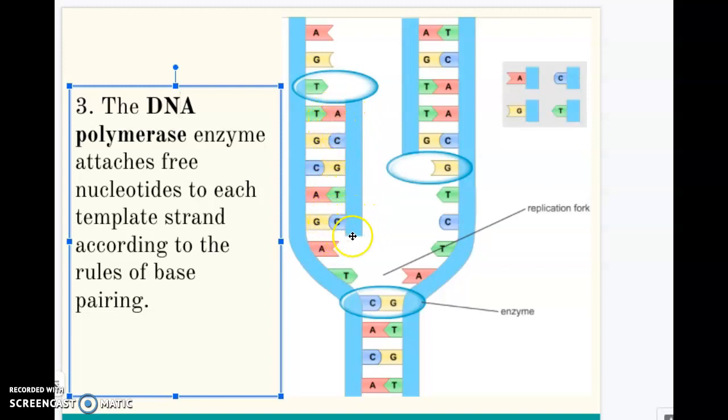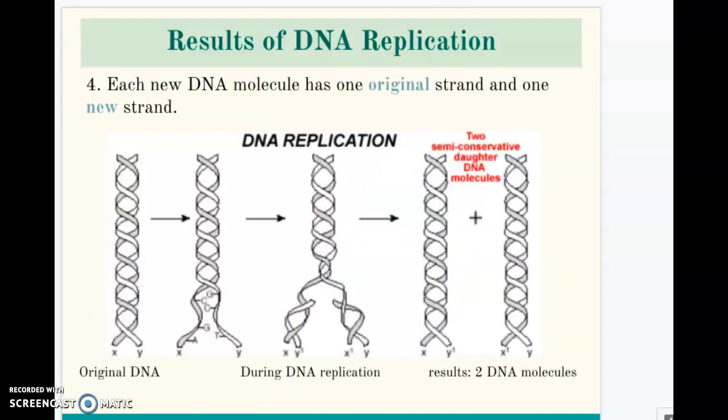It's attaching these free nucleotides that are floating around the nucleus. Where there's a G, it makes a C. Where there's an A, it attaches a T. Where there's a C, it attaches a G. It's going to attach all of these until we have a full DNA molecule on this side and another one on this side. We'll end up with 2. The results of DNA replication are that each new DNA molecule has one original strand and one new strand. So we end up with 2 DNA molecules, and these are exact copies of one another.